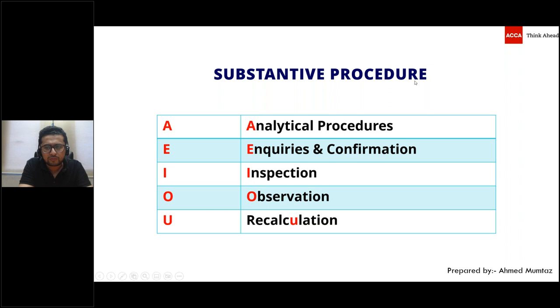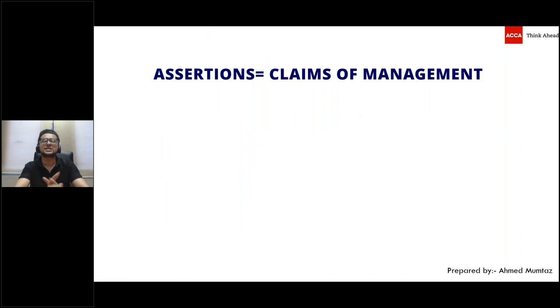Let's move on to the second thing, which is, okay, fine, we need to apply AEIOU, but why are we interested in applying AEIOU? We want to apply AEIOU because the financial statements were prepared by the management. And what do you think? If the financial statements have been prepared by the management, are they going to claim something about the financial statements? Well, they are going to claim that the financial statements are reflecting a true and fair view. But I need to verify those assertions, right?